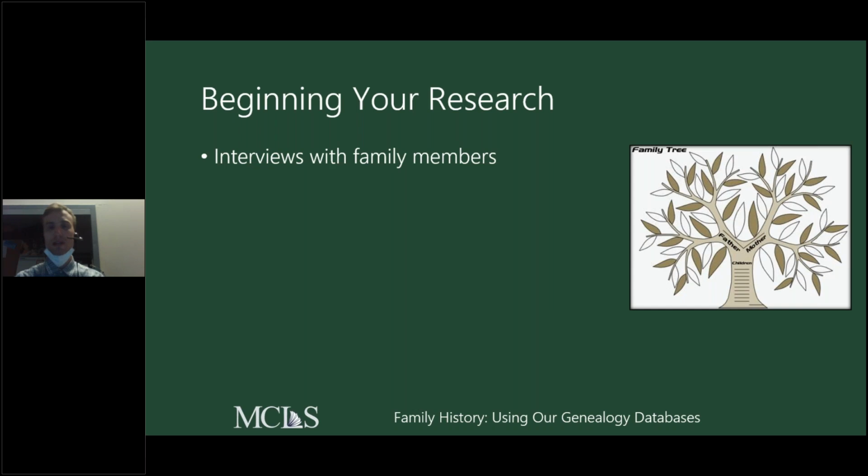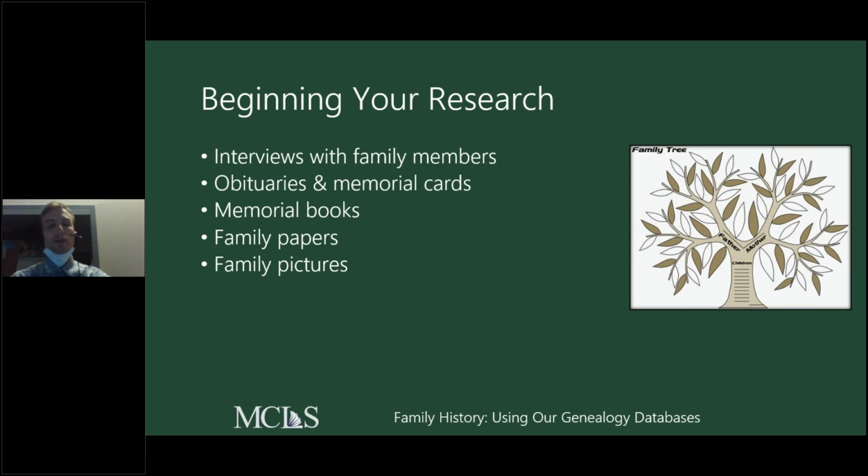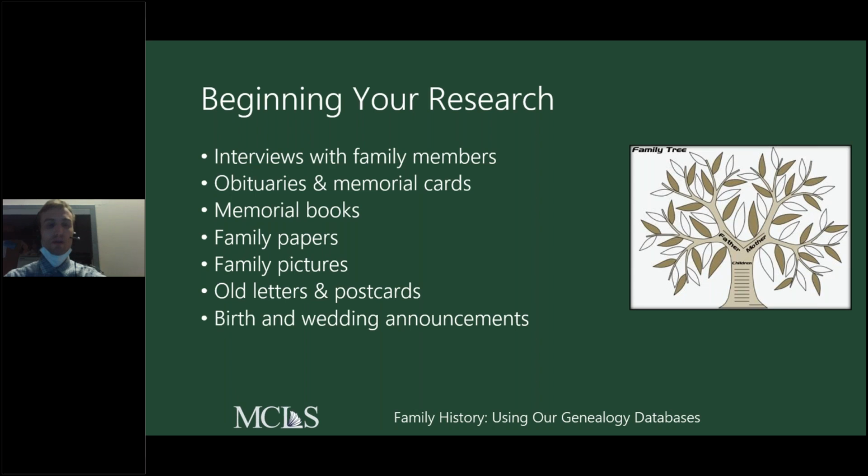Okay, other sources of that immediate research, things you might have on hand: obituaries and memorial cards, memorial books, family papers, just things you've accumulated over the years, family pictures, of course. Look at the backs of pictures, old letters and postcards, birth and wedding announcements, newspaper clippings, and cemeteries, all right, actual cemetery plots and tombstones. So again, just a good idea to think about what you have on hand in terms of actual family members and then other physical copies of things that you might consult before you jump into internet land, okay?